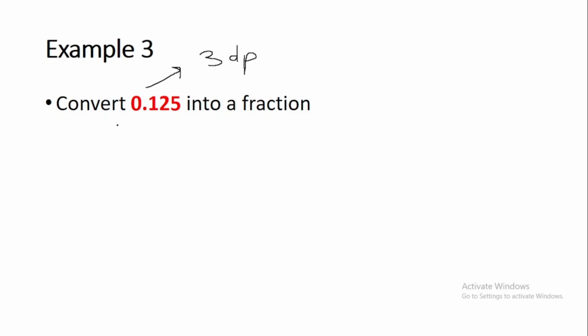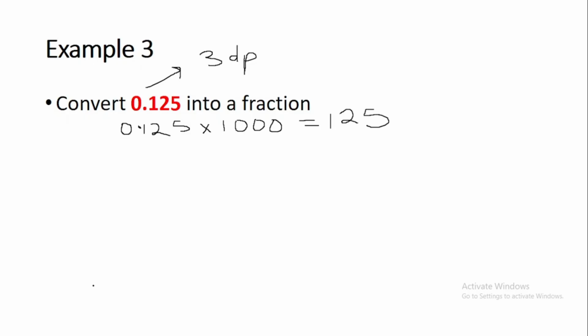So because it has 3 decimal places, I'm going to multiply this number by a base 10 number that has 3 zeros, because the number of zeros is based on the number of decimal places. So that's going to be 1000. Alright, multiplying 0.125 by 1000, you will get a whole number of 125.